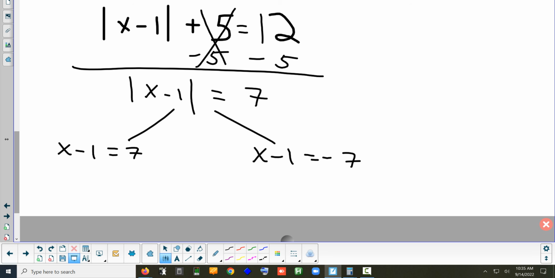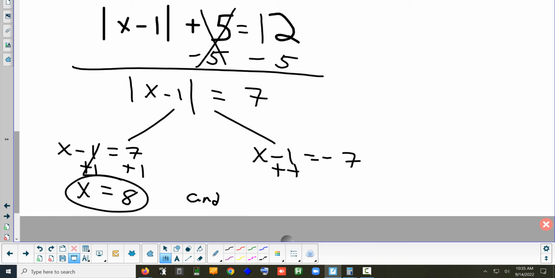And what do we do on both sides to get x by itself? We're going to do it twice. Yep. Add 1. Add 1 on both sides. So my first answer is 8. And what is my second answer? Negative 7 plus 1. Great. Negative 6. Good. Negative 6. And there was no graph on that one, so you didn't have to graph.